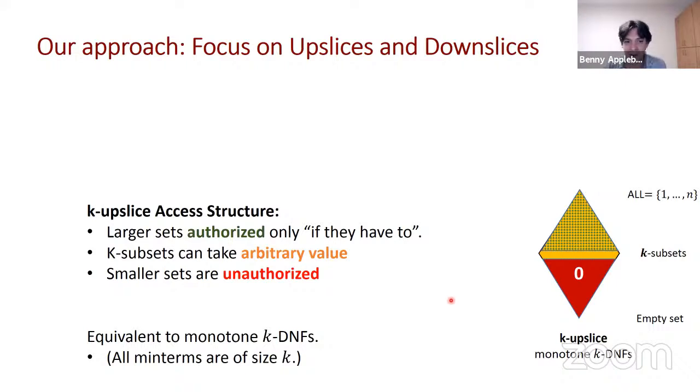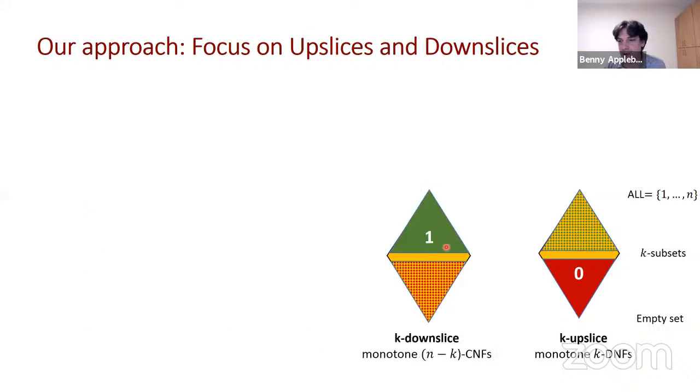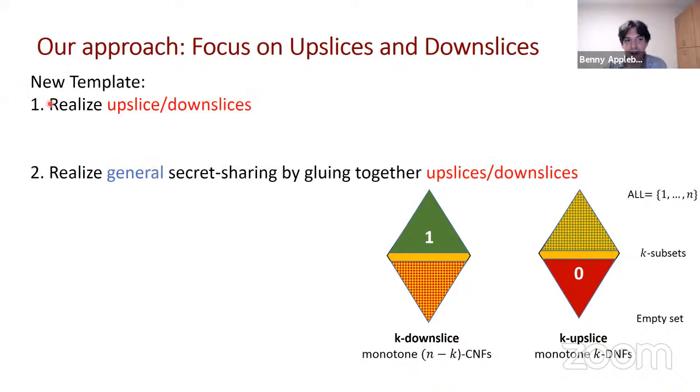So these are up slices. We also consider the dual version of this thing, which are down slices, and they correspond to CNFs. What we show in our work is that first, we can realize up slices and down slices with the complexity that I showed you in the previous slides.